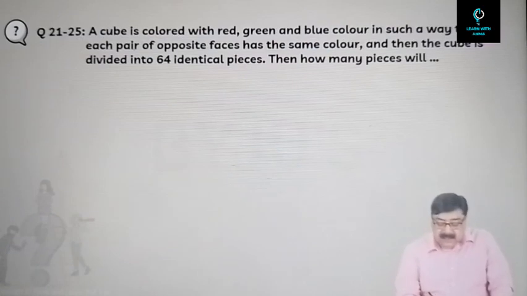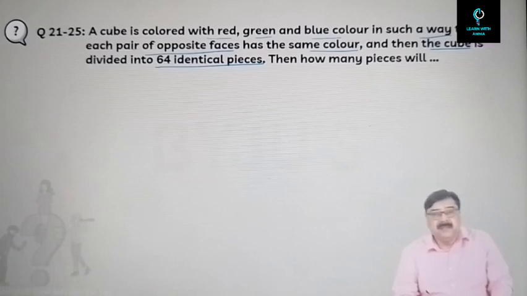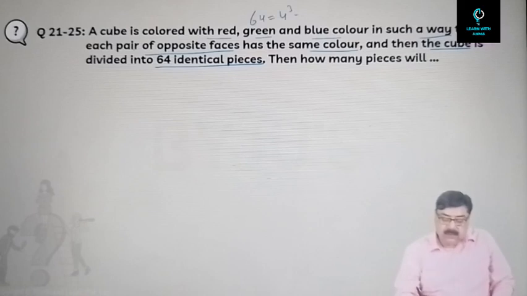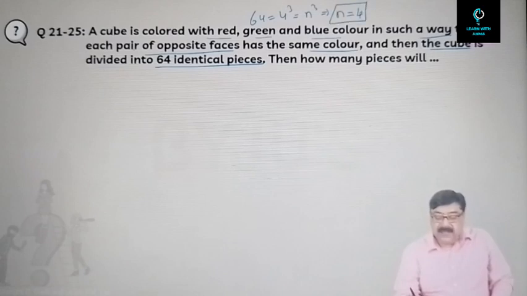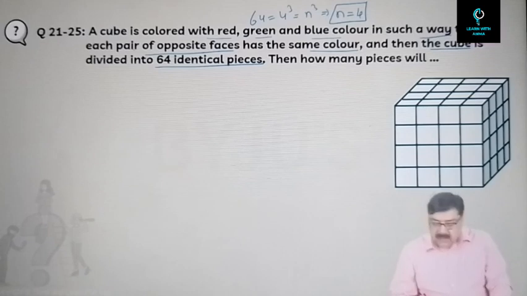Now, a cube is colored with red, green and blue colors in such a way that each pair of opposite faces has the same color. And then the cube is divided into 64 identical pieces. So if you have to divide it into 64 identical pieces, you know that 64 is 4 cube. That is, n cube is the total, which means the value of n is 4. That is, on each edge, in each row, in each column, the number of pieces will be 4. So let us have a look at the diagram here. Now the questions are as follows. Now here it is given that opposite faces have the same color.